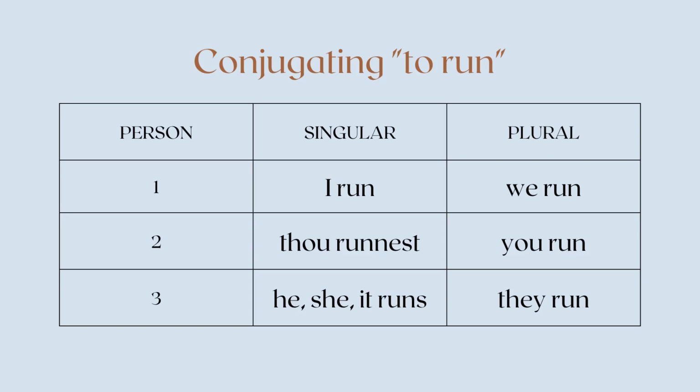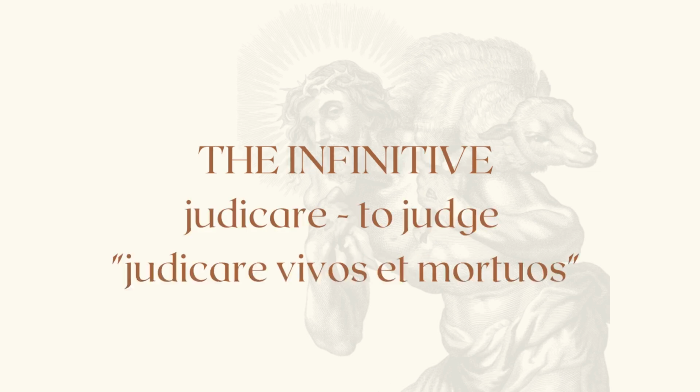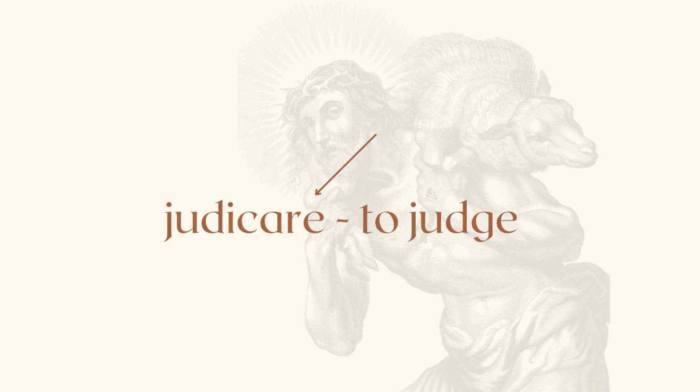Latin verbs are conjugated in a similar way, although there's much more variation between each word. So, before we can start to conjugate, we need to find the verb stem. And to do that, we have to learn about the infinitive. The infinitive means to do something. So, judicare is an infinitive meaning to judge. An infinitive ends in re, and there is one among our prayers, which is judicare, to judge.